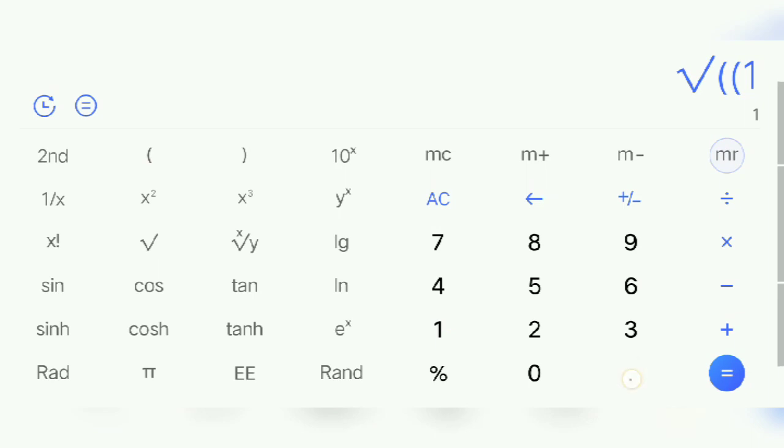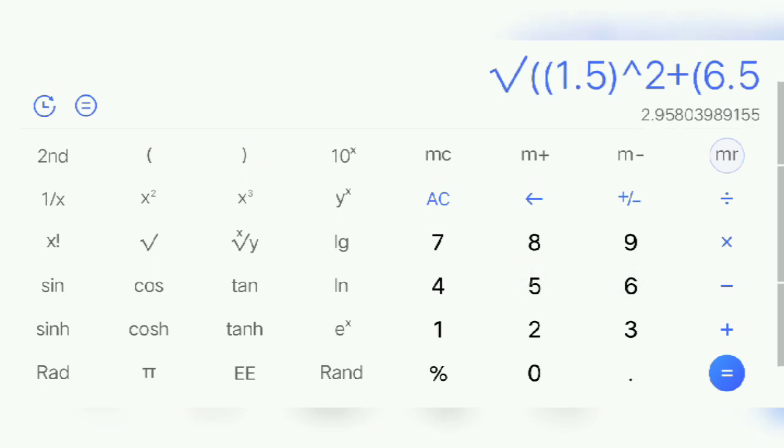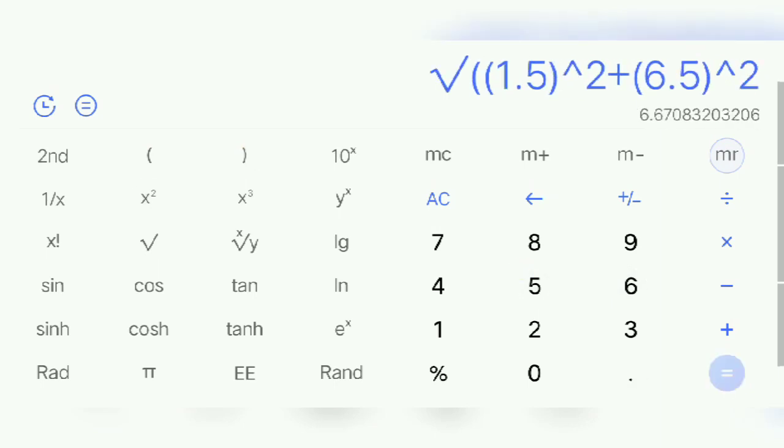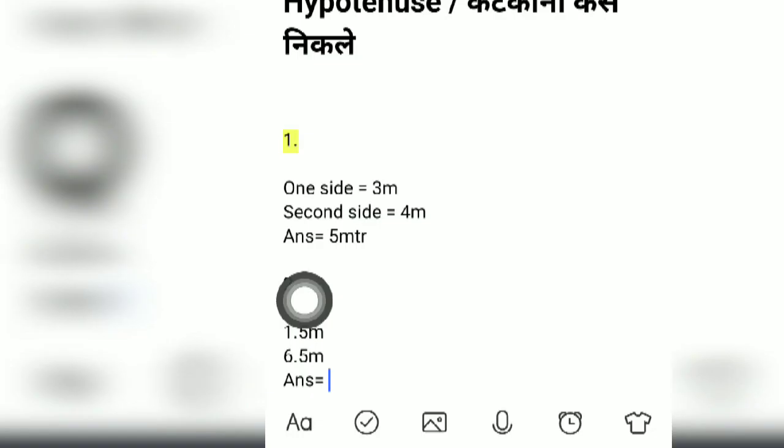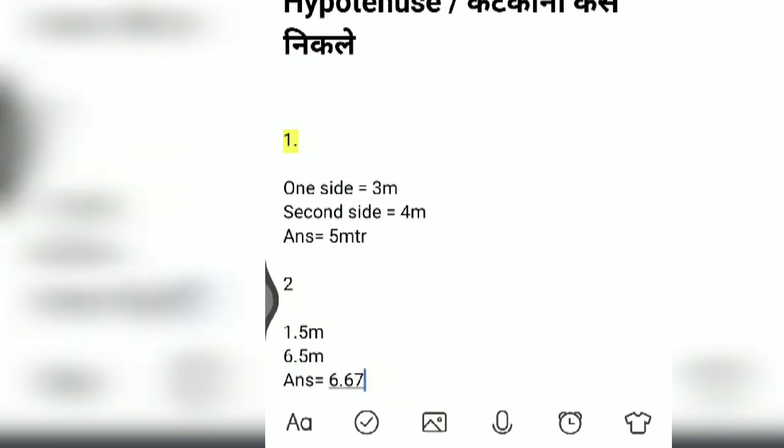Again, under root, two brackets, 1.5 bracket close square plus bracket 6.5 bracket close square is equal to 6.670. So answer is 6.670 meter. Also we can read this 6 meter 670 mm.